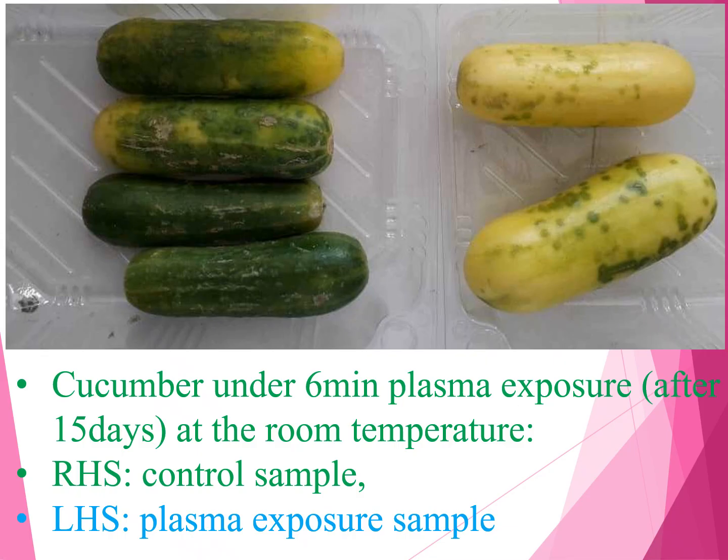Here I want to show you some of the food agricultural products which have been exposed to plasma. As you can see, these are cucumbers under 6 minutes plasma exposure. The right hand side is the plasma. Actually, after 6 minutes plasma exposure, we have kept them outside at room temperature and we have taken these photos after 15 days. The right hand side is the control sample and the left hand side is the plasma exposure one, which has almost remained fresh.